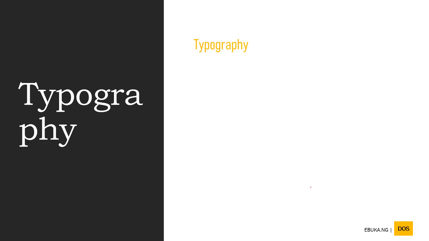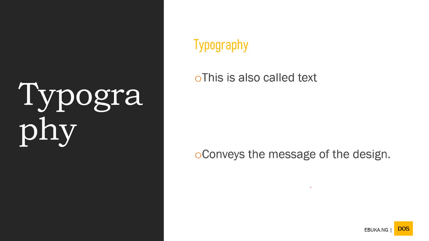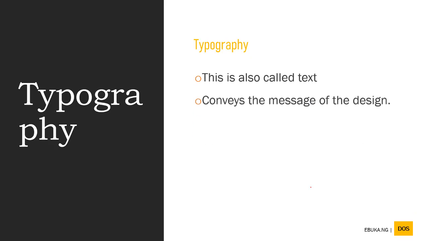Good. So next thing you have is typography. Okay, so for typography, I dedicated a whole module to typography. So I'm not going to talk about typography here. It is also called text, just basically text, right? I don't want to spend so much time here because there's a whole lot to talk about. Typography is one of the broadest parts of design also, right? So it conveys the message of the design.